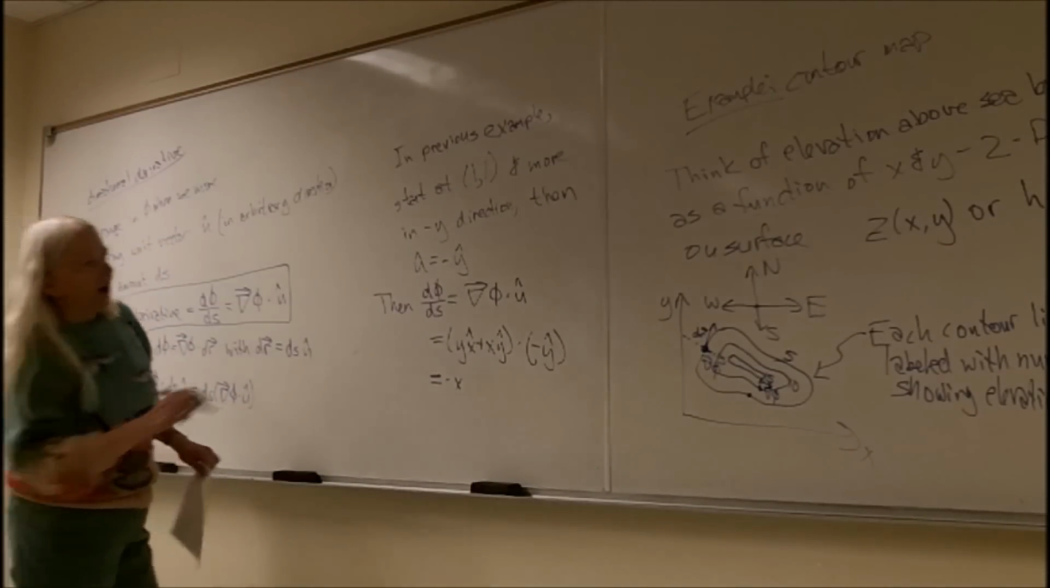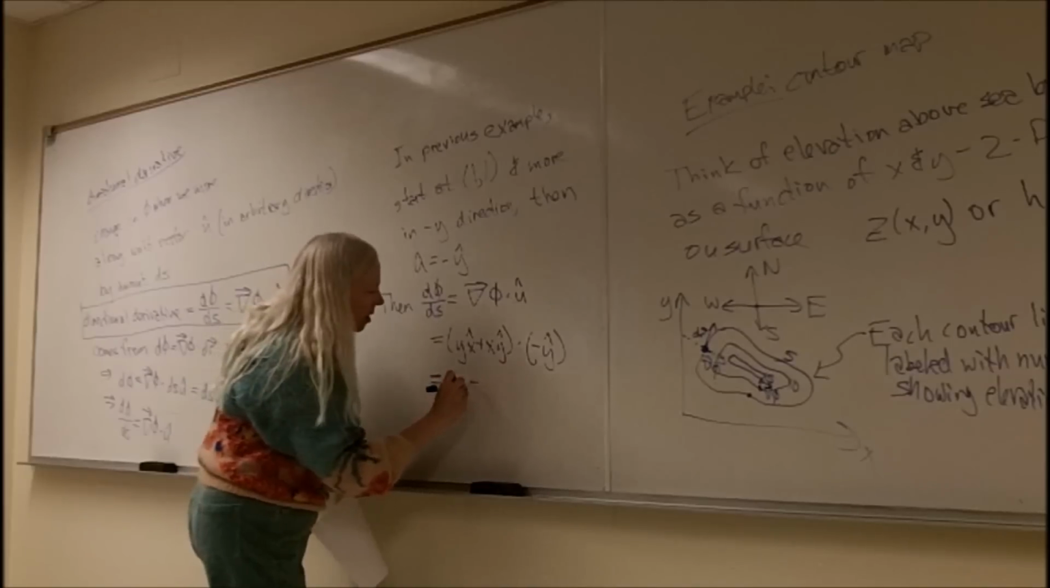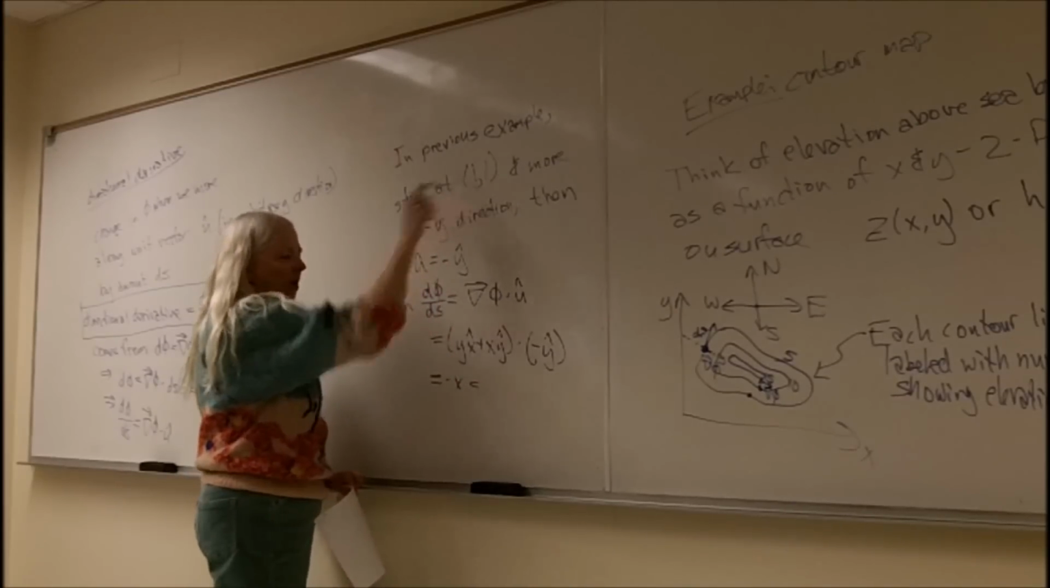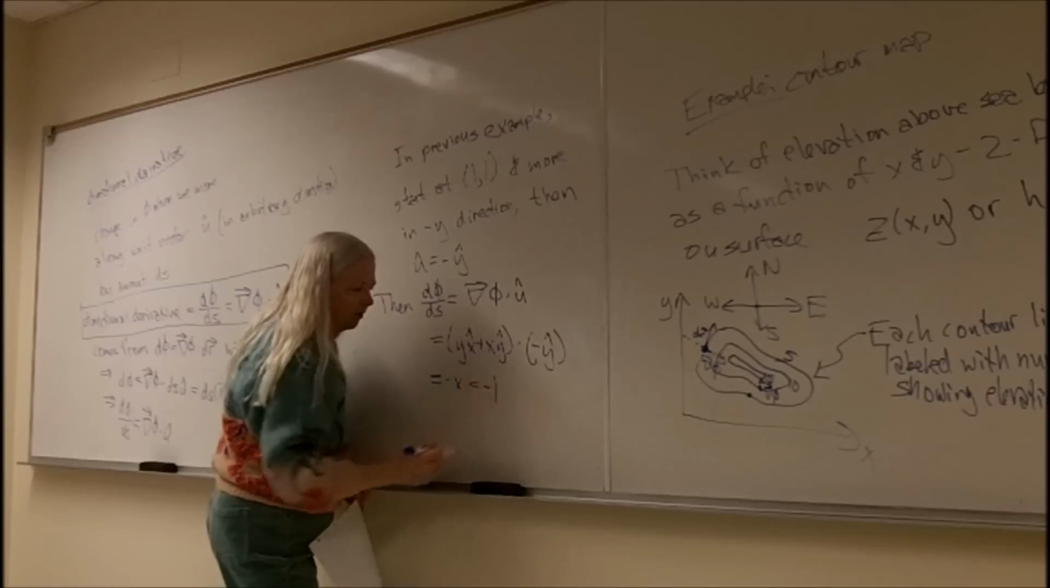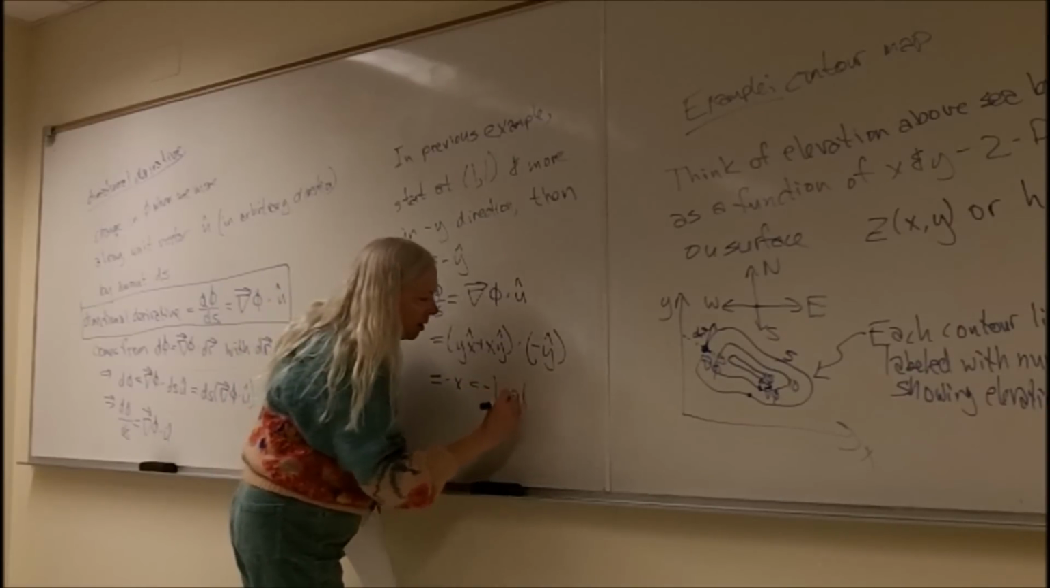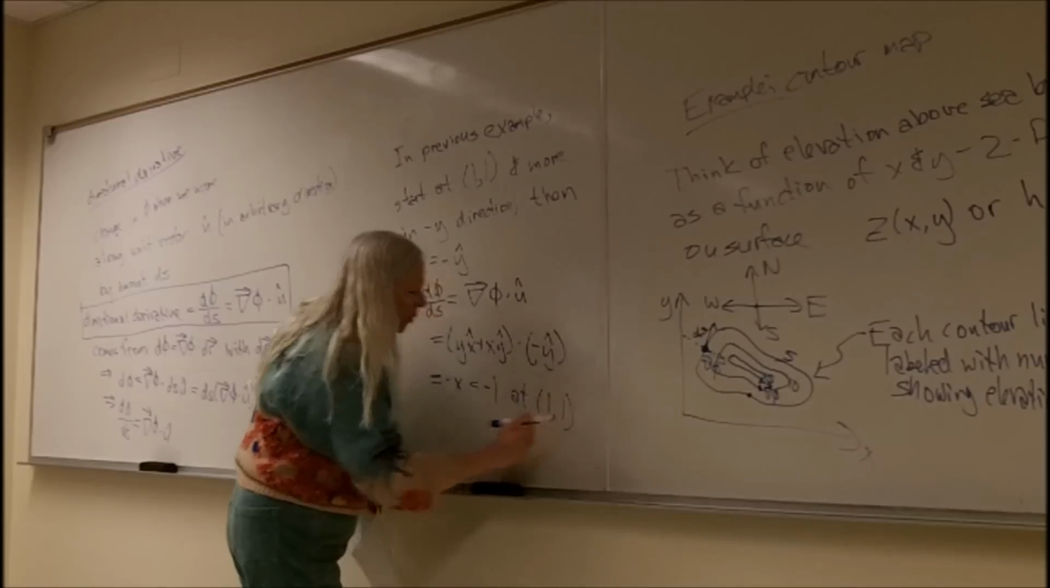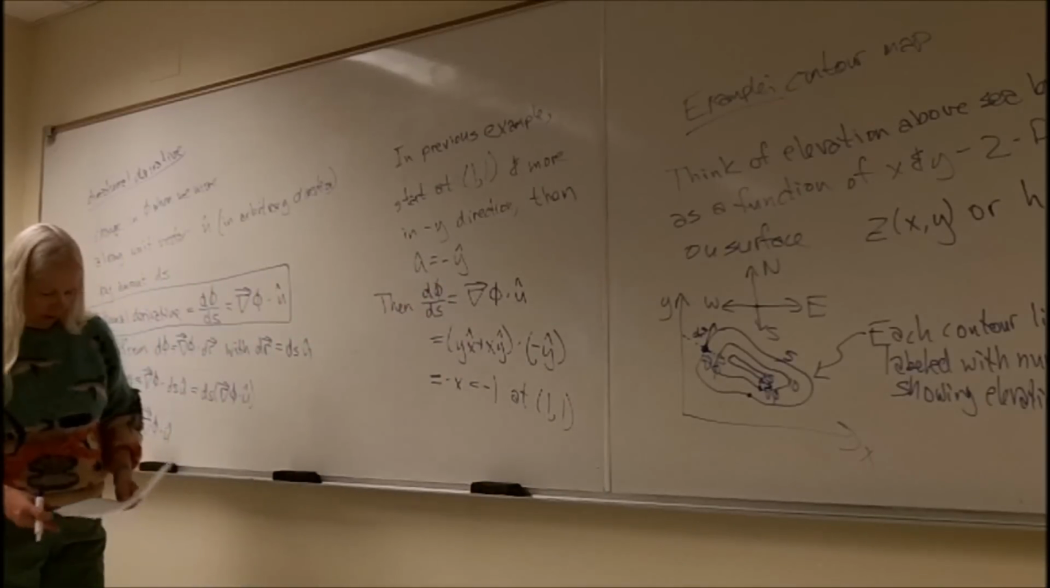Well, if we are at the position 1, 1, then x equals 1 at that position. So if I plug in x equals 1 here, I find that this is minus 1 when we're at that position. Okay?